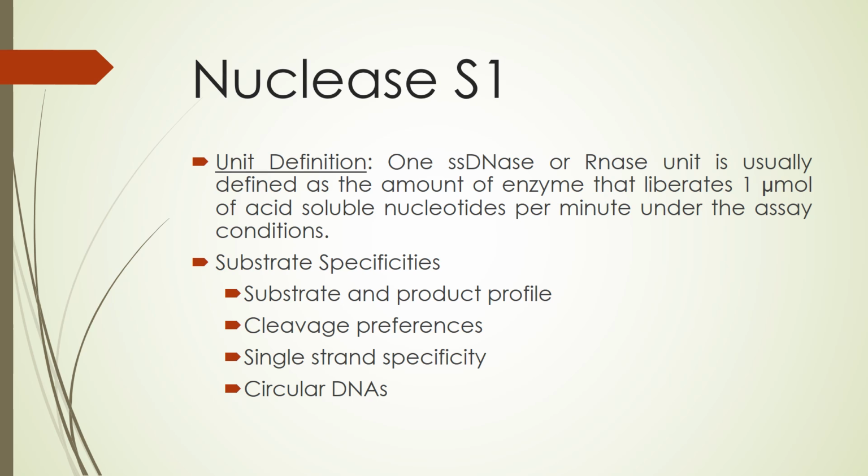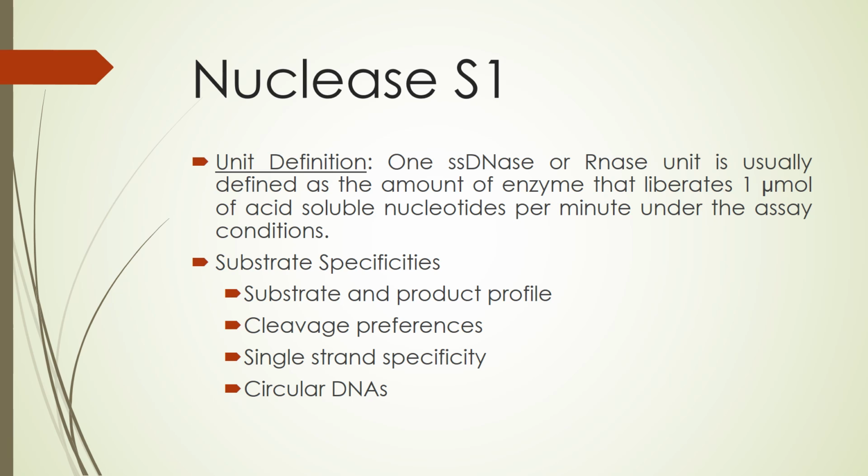Nuclease S1 hydrolyzes both single-strand DNA and single-strand RNA. It is 2 or 3-fold more active on single-strand DNA than on single-strand RNA. The products of digestion are 5' mononucleotides and a small amount of 5' di- and 5' oligonucleotides. According to the cleavage preference, this enzyme shows little or no sequence specificity as long as the single-strand polynucleotide exists in a state of random coil.